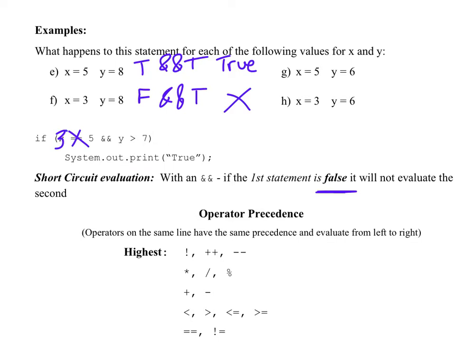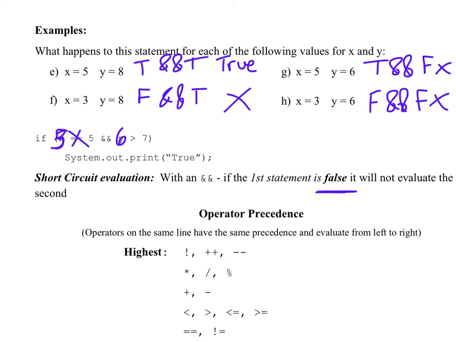So here, x is 5 for G. I forgot to fix those, sorry. For G, x is 5. Y is 6. So this one is true, so it does have to look at the second one. It looks at this one, which is false, so now this one doesn't output anything either. Okay, and then finally we have they're both false, so it doesn't even have to look at both of them. It's not going to evaluate anything.